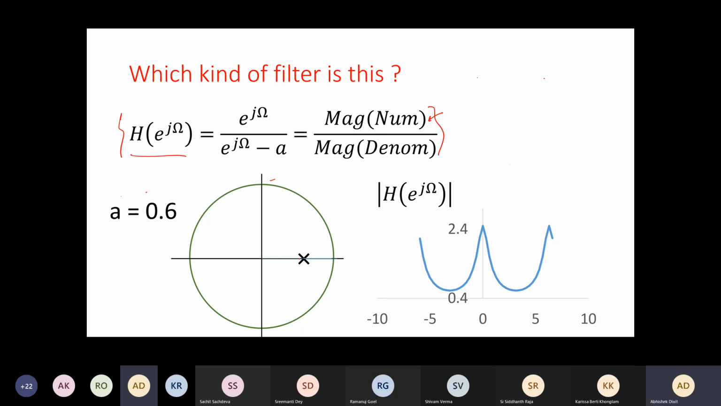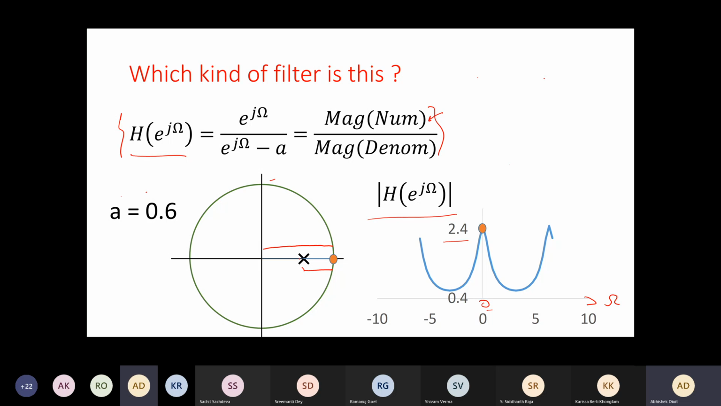So to think about this, there is a 0 which is sitting here. And suppose I am finding out mod of H(e^jω). On this axis I have omega. First I have to find the magnitude of H(e^jω) at 0 frequency. So this length divided by this length is the magnitude of H(e^jω). And if you work this out for a equals 0.6, you get some number as 2.4.